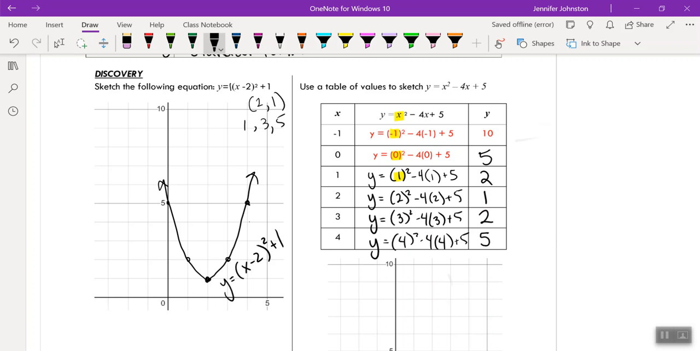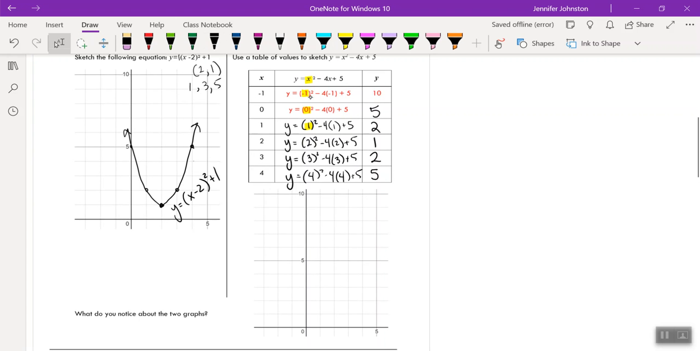Okay, let's go graph these points. So we're going to go -1, up 10. So over 1, up 10. 0 to 5.